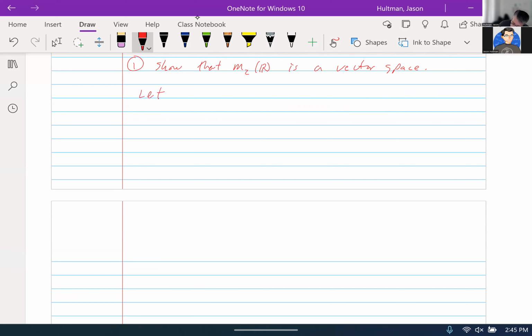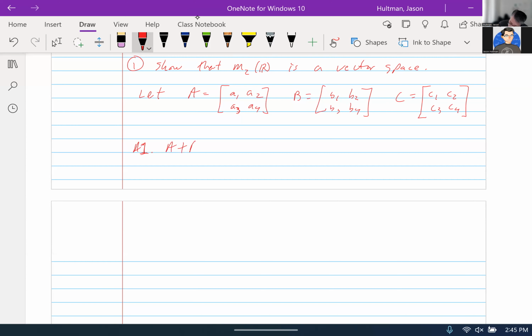So let A equal A1, A2, A3, A4. That's my first 2 by 2 vector. B equals B1, B2, B3, B4, my second 2 by 2 vector, and my third 2 by 2 vector is C1, C2, C3, C4. Okay, let's first check property 1.